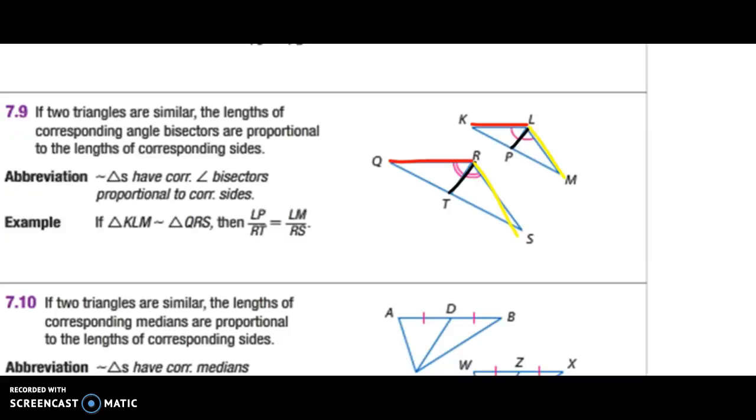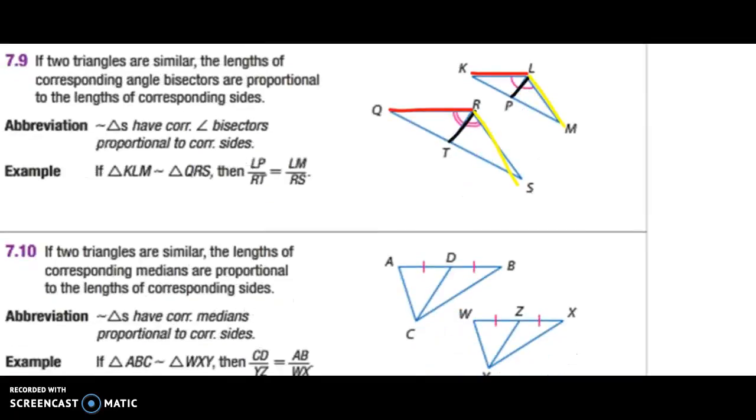And then the last one we have, theorem 7-10, says if two triangles are similar, then the length of the corresponding medians are proportional to the length of the corresponding sides. So my median, remember, goes from one vertex to the opposite side and cuts that side in half. So it would say CB over LZ is the same as AB over WX. Okay? We could set those up. And those don't always have to be the sides that they're proportional to.